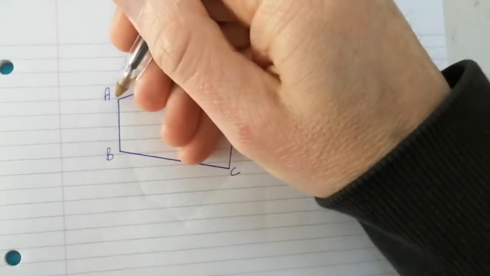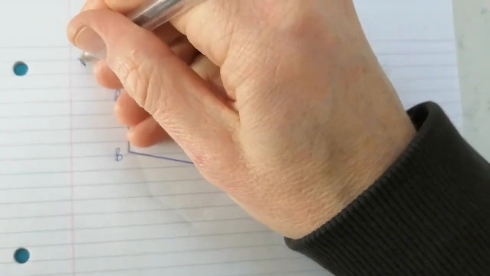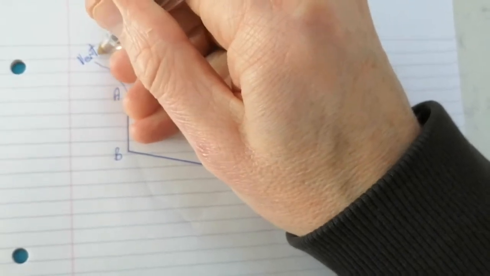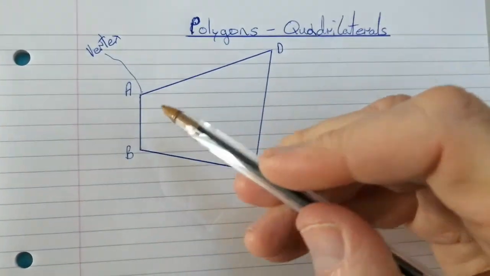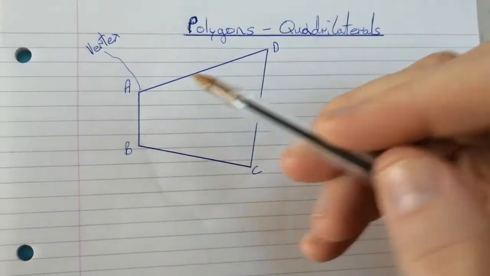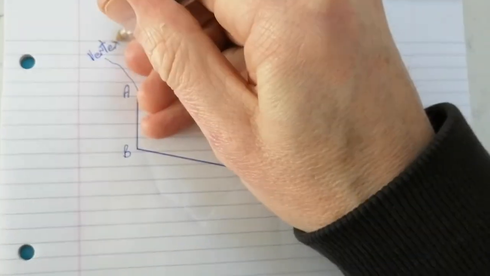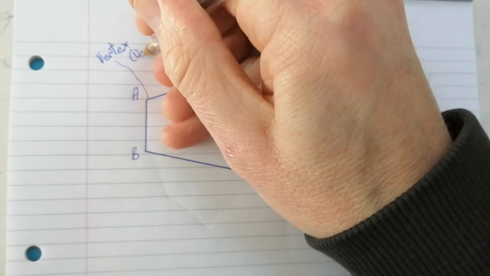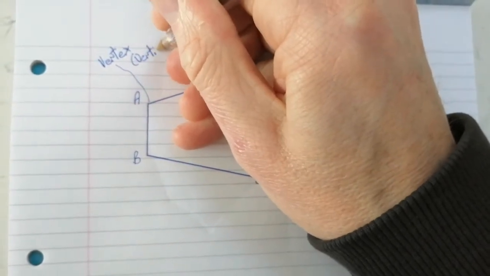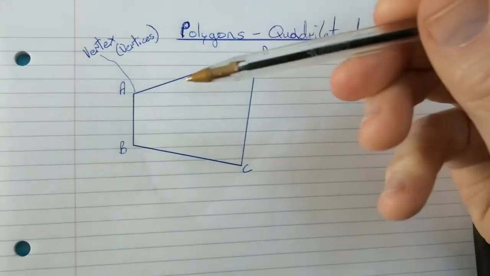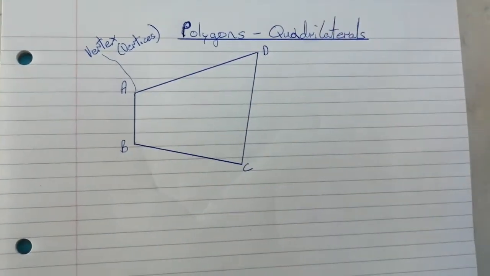So just in case we've forgotten about vertex and vertices, a vertex is the point that you make where two lines, or line segments, come together. And the plural of vertex is vertices. So a quadrilateral has 1, 2, 3, 4 vertices.